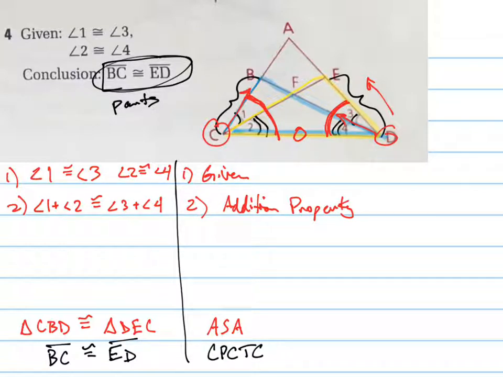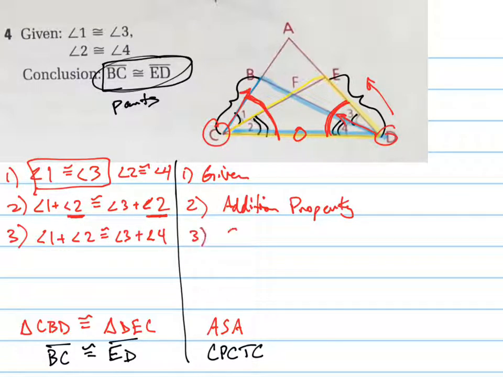Depending on what your teacher allows, your teacher might say, oh no, you can't jump to that conclusion. Let me just do it the longer way. See how I'm just adding the same thing to both 1 and 3? See how angle 1 is equal to angle 3? So if I add 2 to 1 and I add 2 to 3, they're going to be equal to each other. And then step 3 would be angle 1 plus angle 2 is congruent to angle 3 plus angle 4.